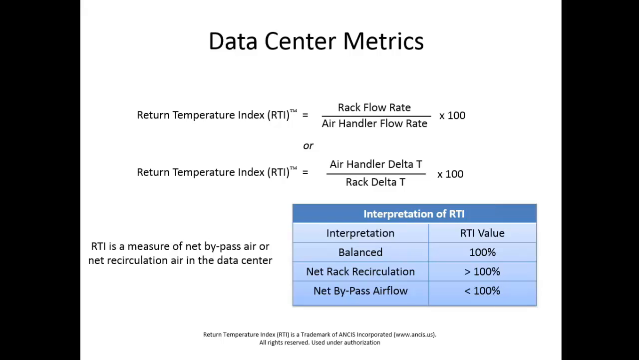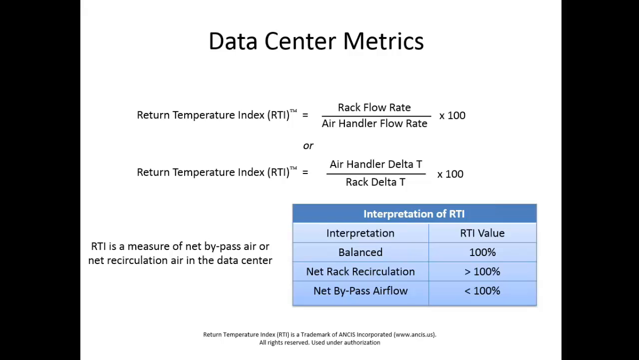The first one that we're going to do is return temperature index, or RTI. I tend to use the flow ratio here more than the delta Ts because, of course, we're modeling CFD flow. So here we have the rack flow rate in the numerator divided by the air handler flow rate in the denominator, and this becomes your return temperature index. It is a measure of the net bypass or net recirculation air of the air handlers in the data center. So if it's balanced, it should be 100%.